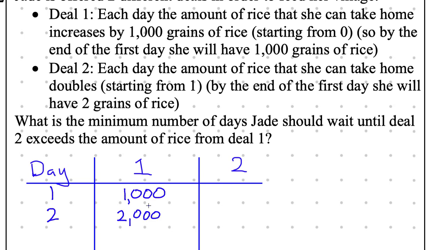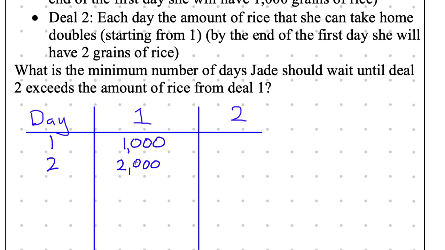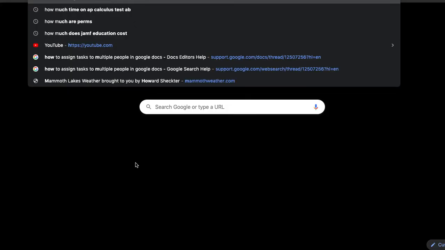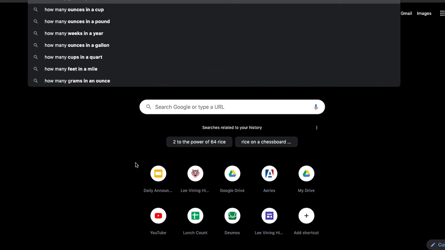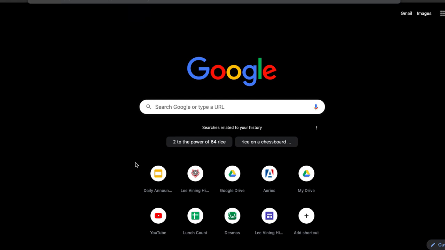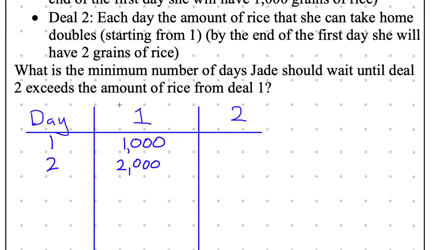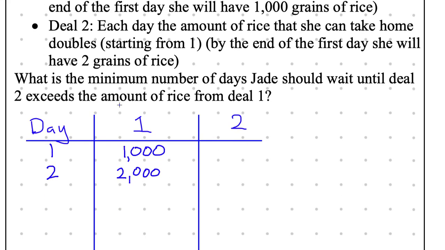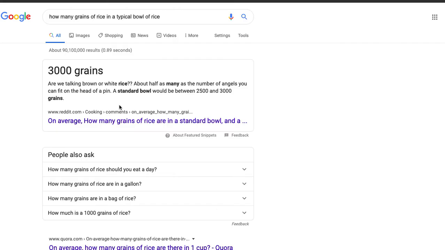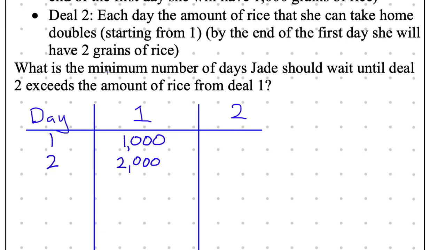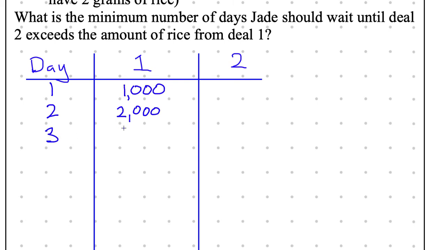And while it's just grains of rice, that's still a bit of rice. I'm just curious now, how many grains of rice in a typical bowl of rice? I don't know. Okay, so if you're making a bowl of rice, it's 3,000 grains. So sorry, you're not going to be able to feed very many mouths today. I didn't realize how big a bowl of rice was, 3,000 grains.